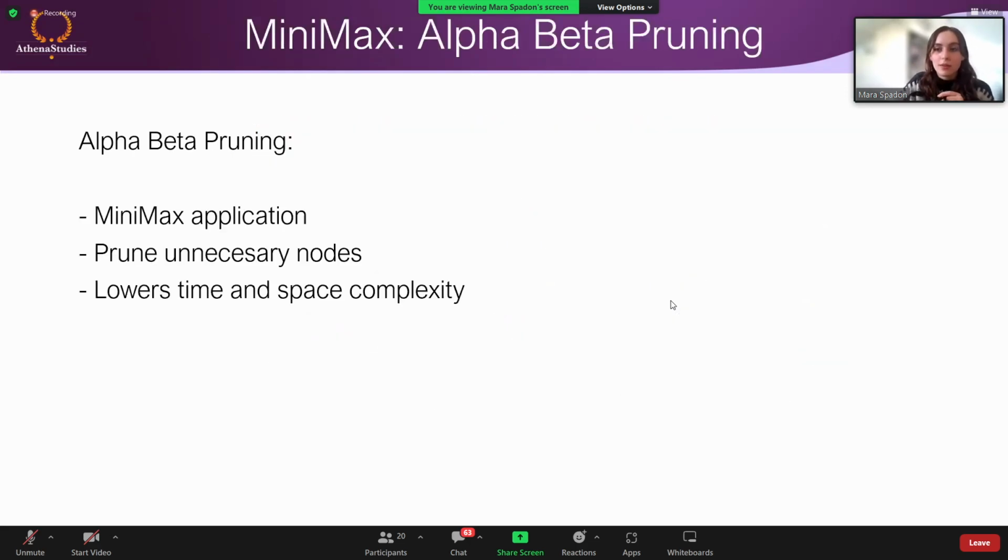Okay, so then we have something called alpha-beta pruning. So what is alpha-beta pruning? It is basically a minimax application where we prune, which means basically to ignore, or cut away unnecessary nodes. And this lowers the time and space complexity, right? Because if it prunes the nodes that are not needed, then it can go through the tree faster afterwards.